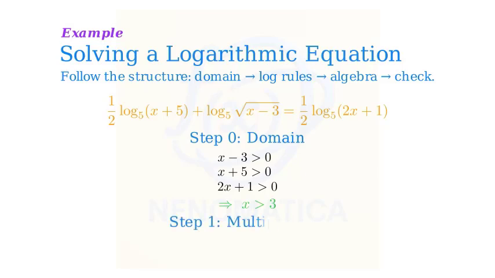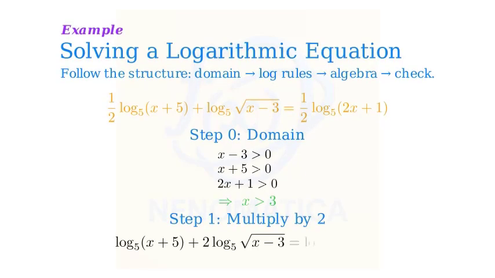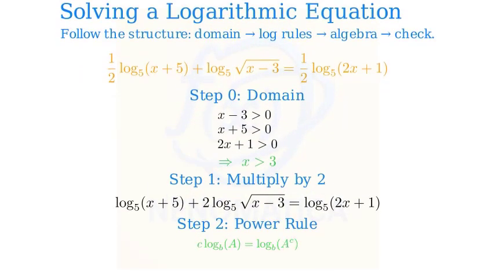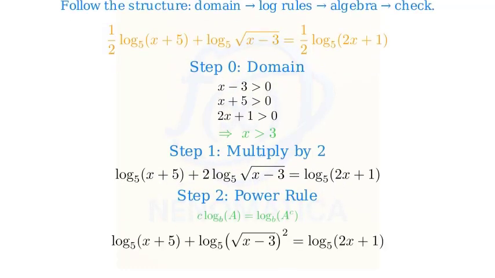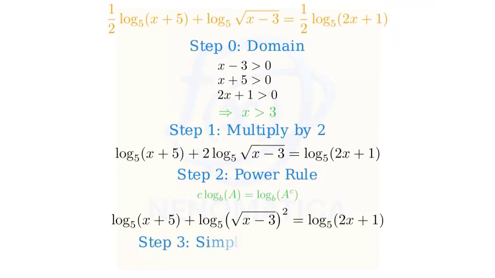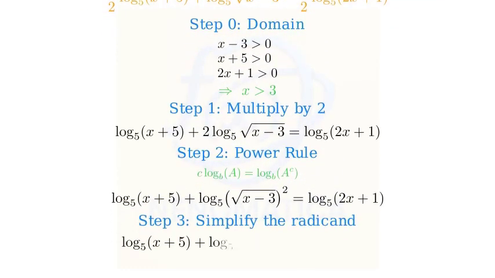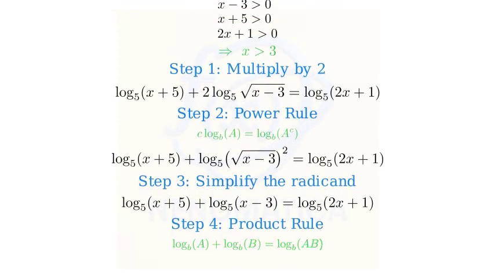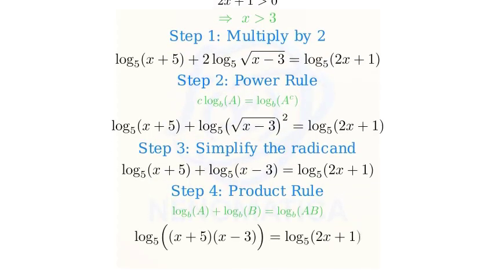Step 1. Multiply the entire equation by 2 to clear the 1/2 factors. Step 2. Apply the power rule for logarithms. c log base b of a equals log base b of a to the power c. Move the coefficient 2 into the exponent. Step 3. Simplify. The square of the square root gives x minus 3. Step 4. Use the product rule. Log base b of a plus log base b of c equals log base b of a times c. Combine the two logarithms on the left.